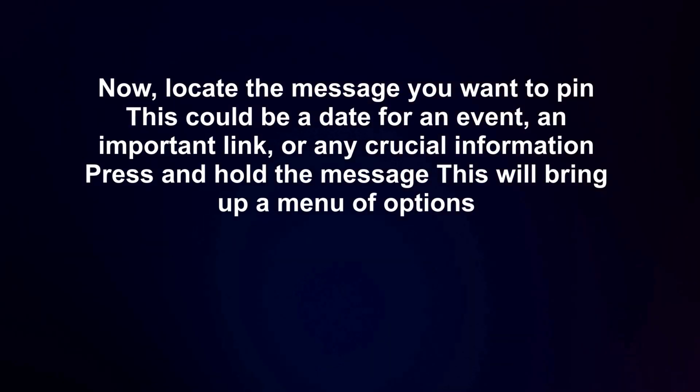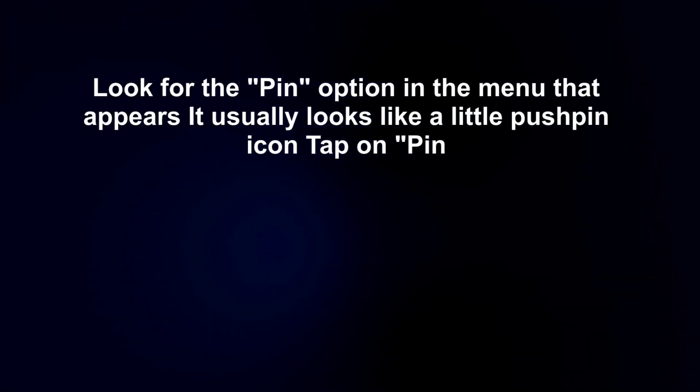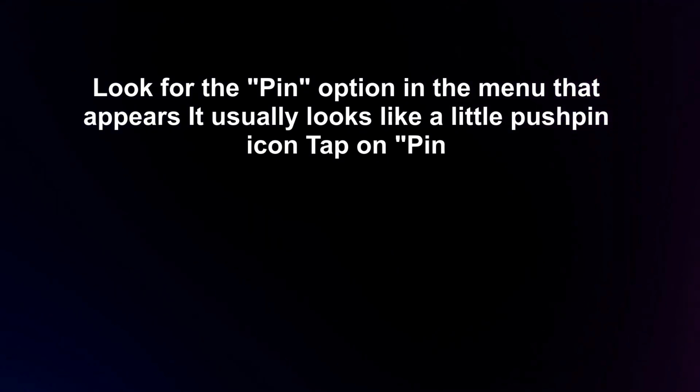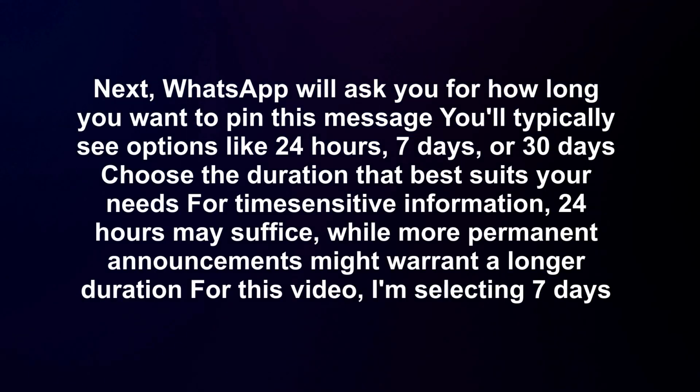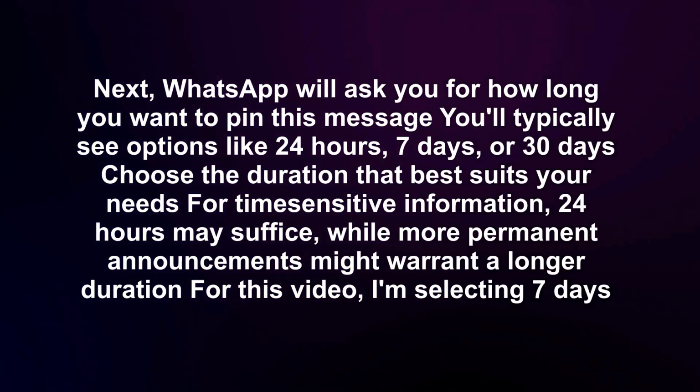Press and hold the message. This will bring up a menu of options. Look for the pin option in the menu that appears. It usually looks like a little push pin icon. Tap on pin. Next, WhatsApp will ask you for how long you want to pin this message.